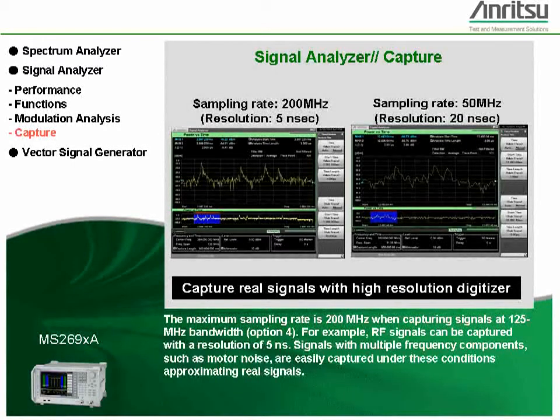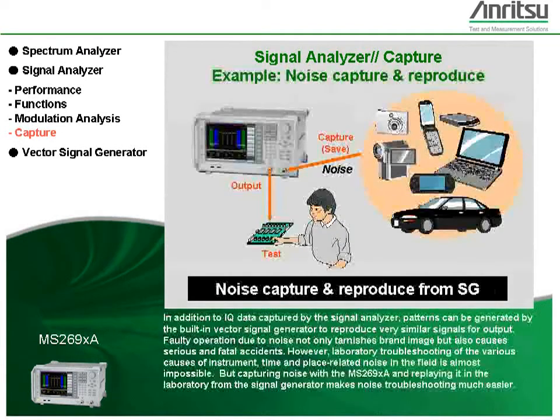For example, RF signals can be captured with a resolution of 5 nanoseconds. Signals with multiple frequency components, such as motor noise, are easily captured under these conditions, approximating real signals. In addition to IQ data captured by the signal analyzer, patterns can be generated by the built-in vector signal generator to reproduce very similar signals for output.